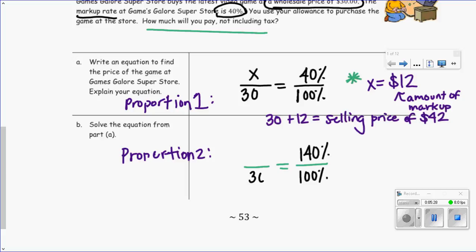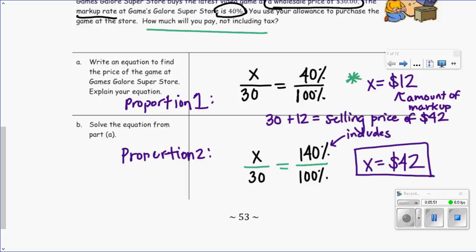We can still put 30 here. Watch what happens when you solve. Pause this, solve, and tell me what you get when you solve for x in the second proportion. You jumped right to $42, the selling price. That's because a markup of $42 is this 140% right here. That includes the markup. It's the wholesale price plus the markup, because 100% plus 40% is 140%.